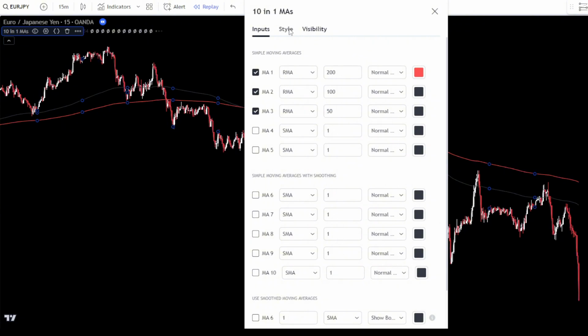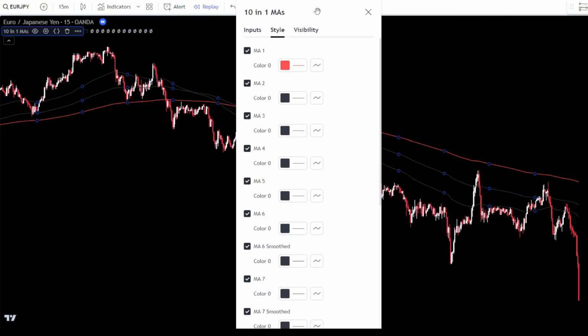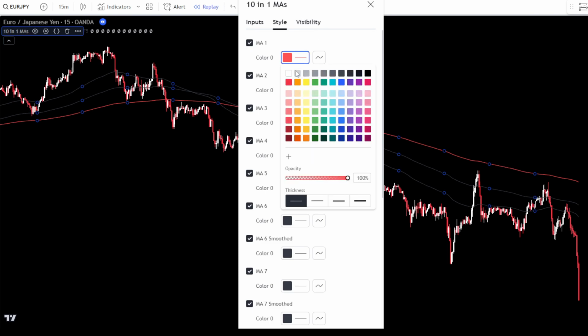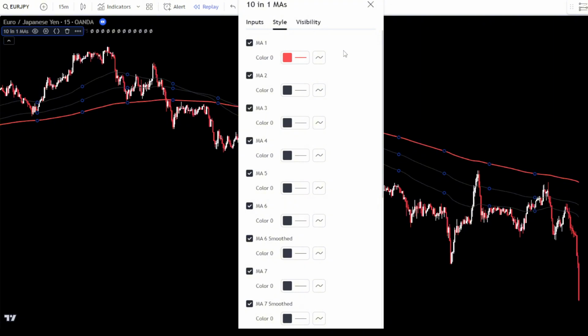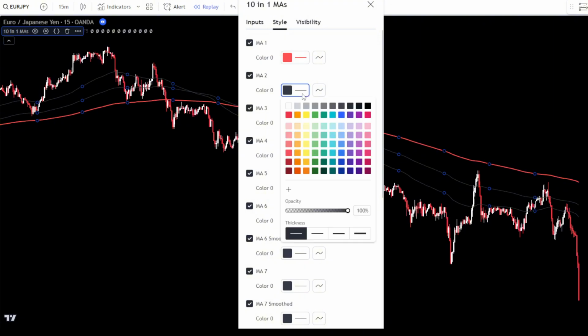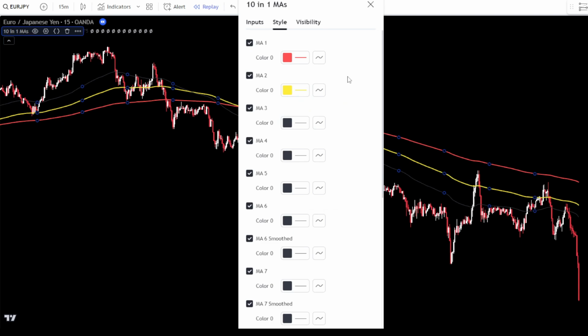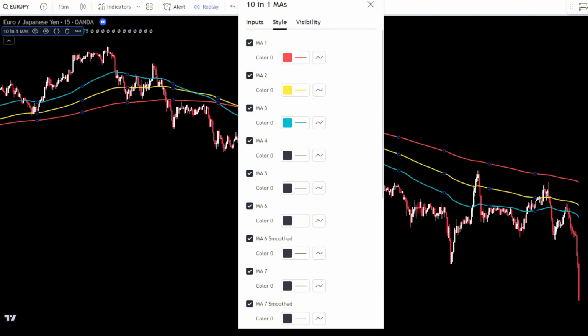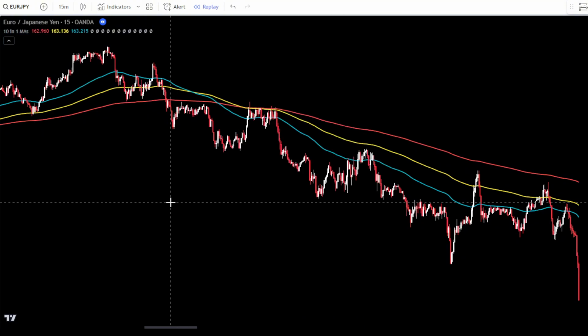Next, you can go to the Style tab. In the Style tab, change the color of the first MA to red. Then, change the color of the second MA to yellow. Finally, change the color of the third MA to navy. Once done, just click OK to save the changes.